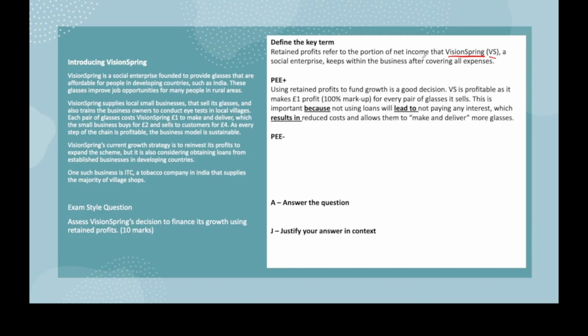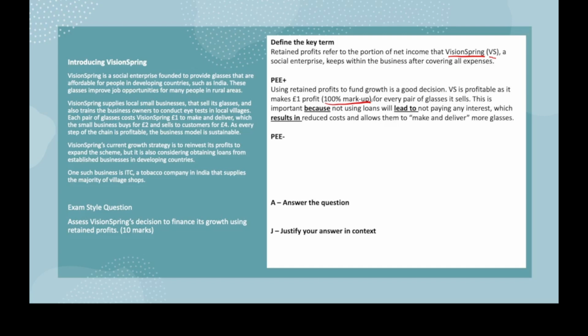And here we go. Here's our first paragraph. So using retained profits to fund growth is a good decision. We're directly answering the question. VS is profitable as it makes £1 profit, 100% markup, for every pair of glasses it sells. You'll understand what markup is when we get to the unit. This is important because not using loans will lead to not paying any interest, which results in reduced costs and allows them to make and deliver more glasses.